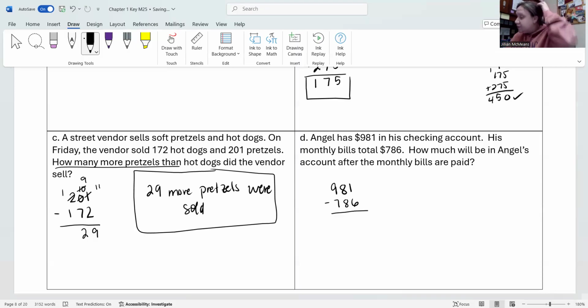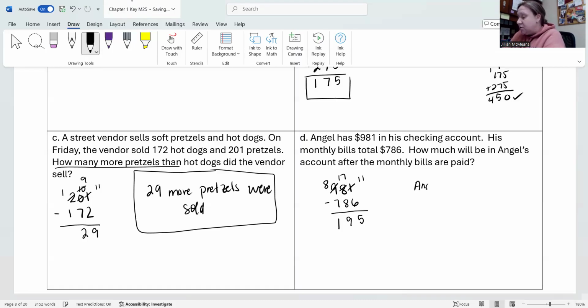I cannot take 6 from 1, so I would need to borrow. Directly to the left of 1 is 8. 8 becomes 7. 1 becomes 11. Well, 11 minus 6 I can do. That's just 5. But now I can't take 8 from 7, so I have to borrow again. I go to the left of the 7, which is a 9. 9 becomes 8. 7 becomes 17. So 17 minus 8 is 9. And then 8 minus 7 is 1. So 195. What does that mean?